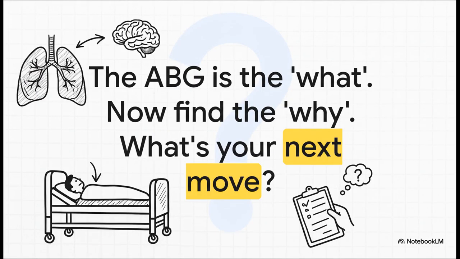So, we've learned how to crack the code. This step-by-step approach gives you the what. Metabolic acidosis, respiratory alkalosis, whatever it is. But the numbers, they're never the end of the story. They're a clue that points you right back to the patient. So the real question is, now that you've solved the puzzle on paper, what's your next move for the actual person in that bed? Because that's where great clinical care really begins.